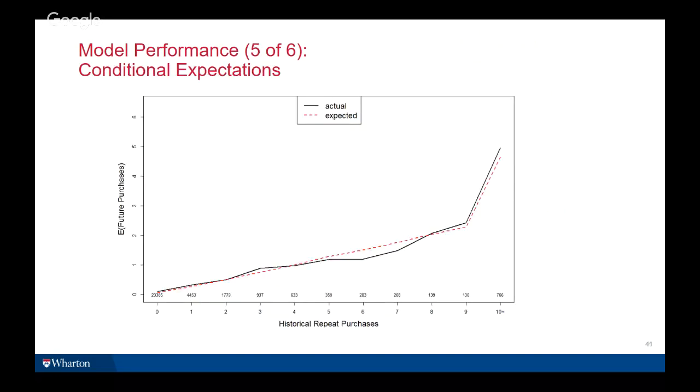The final plot is perhaps the hardest one to hit. This is what we call the conditional expectations plot. So this is saying take every customer who made some number of repeat purchases in the calibration period.